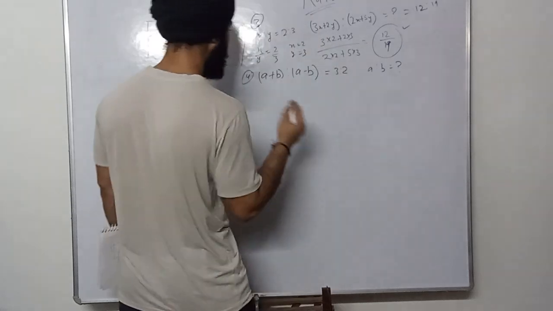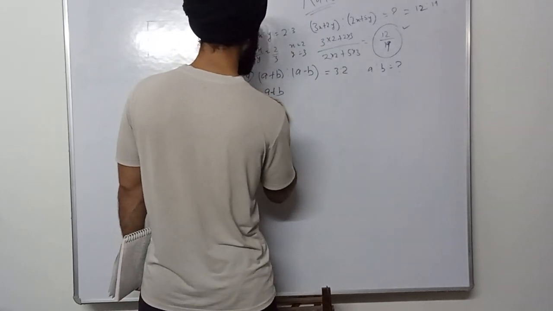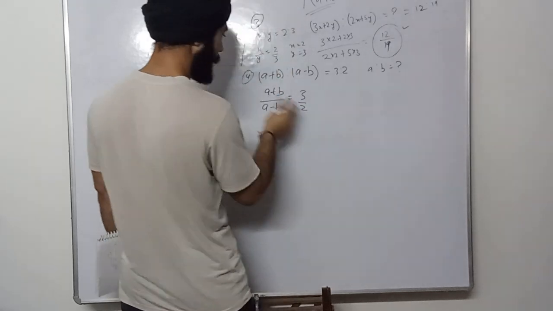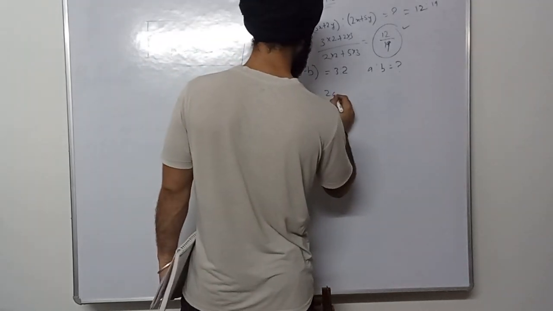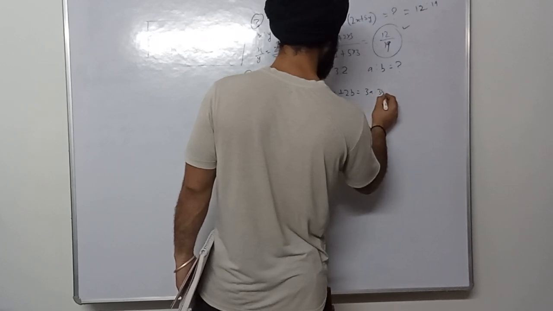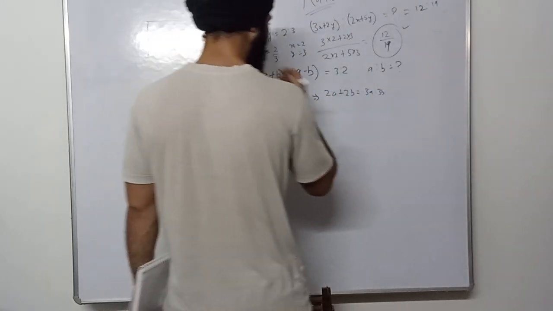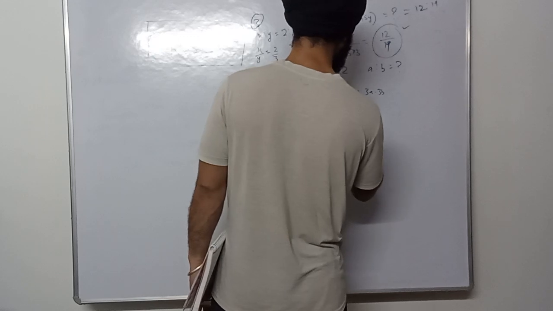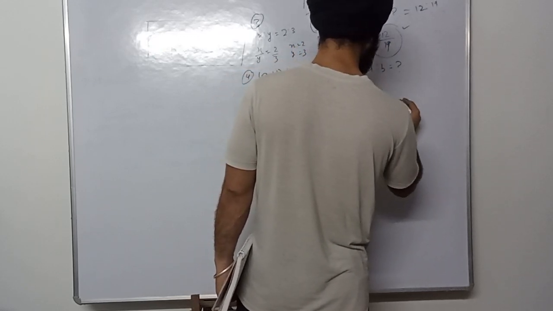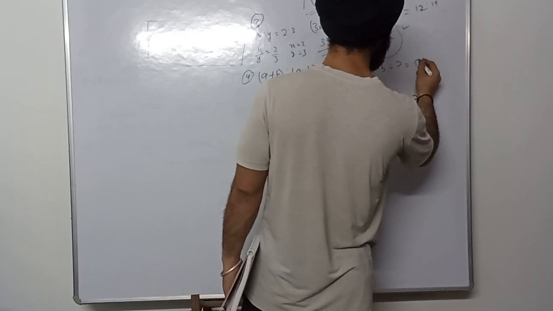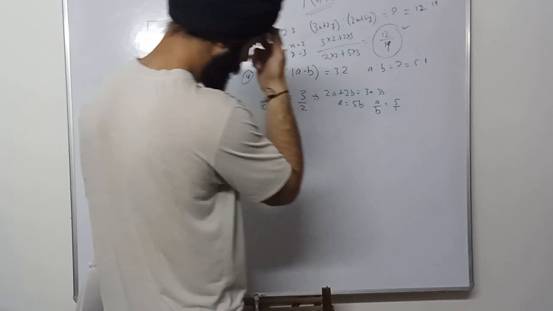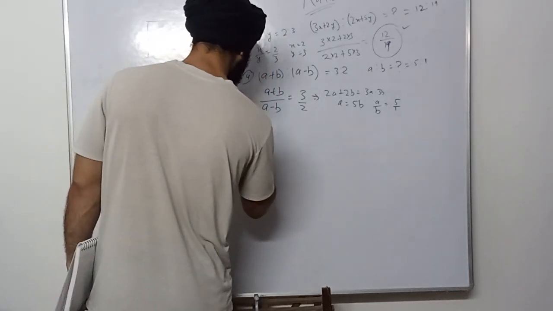The simple way we can use is a by b, a minus b is equals to 3 by 2, and cross multiply it. When we do cross multiply, 2a plus 2b is equals to 3a minus 3b. And a will be 5b. So a by b is equals to 5 by 1. So a ratio b is equals to 5 ratio 1. This is our question number 4. Now question number 5.